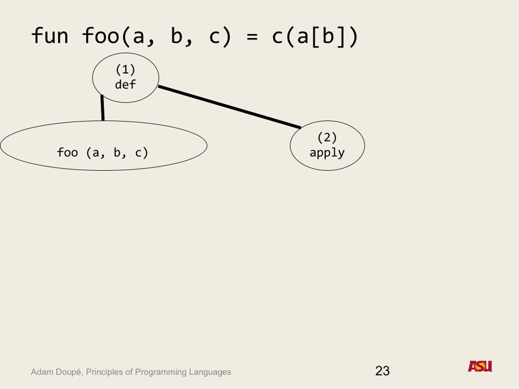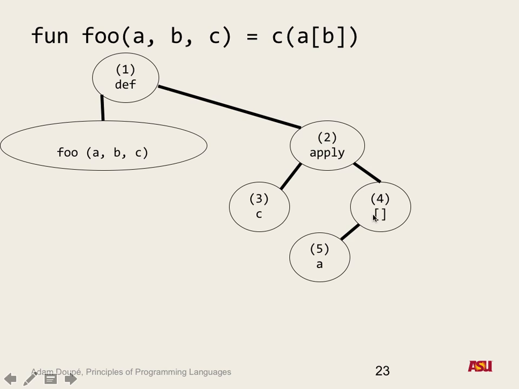I have c. So now this is the right hand side, right? The function application happens, and the function that's getting called is C. What gets passed in is the result of an array access operator on A with B, right? So I have numbers for all of the nodes in my program.